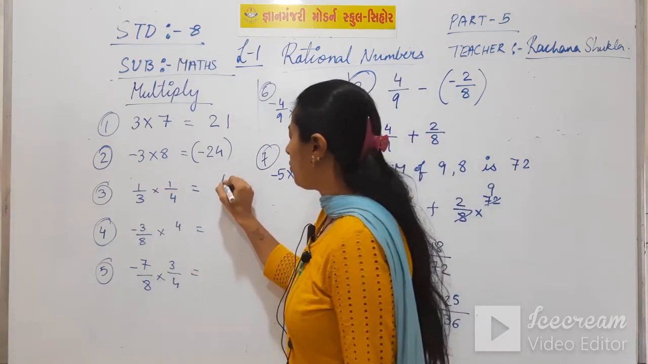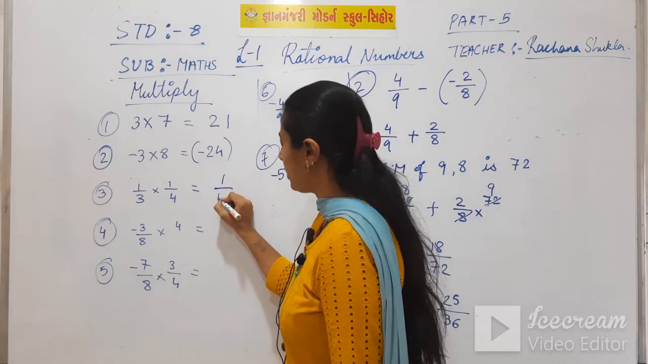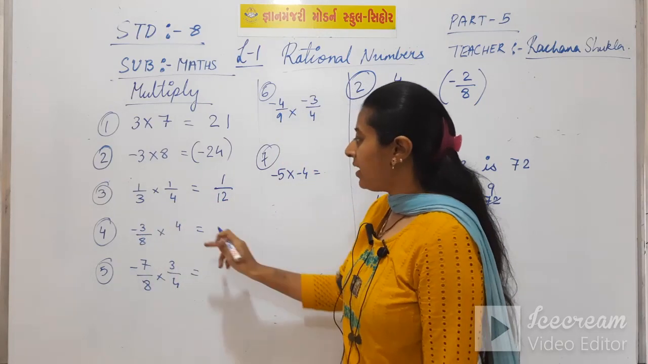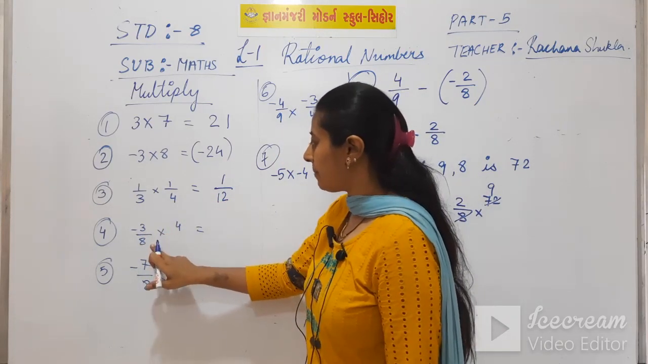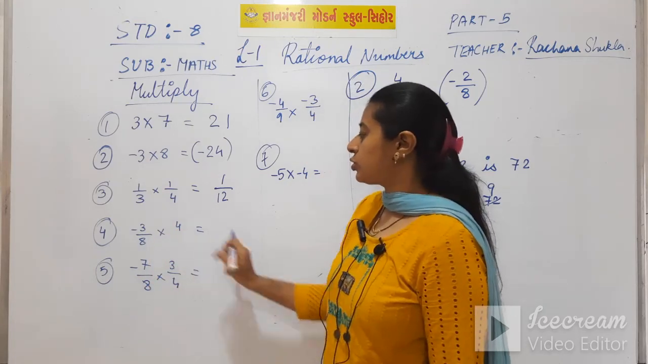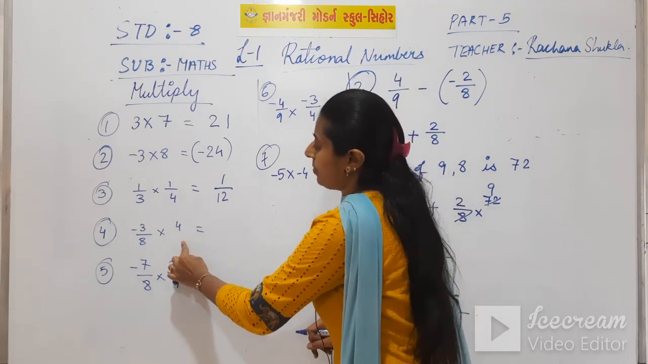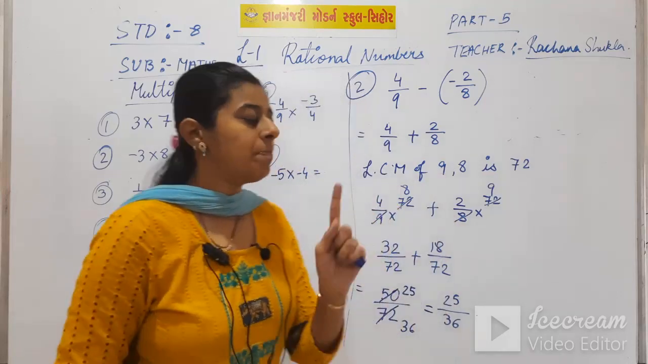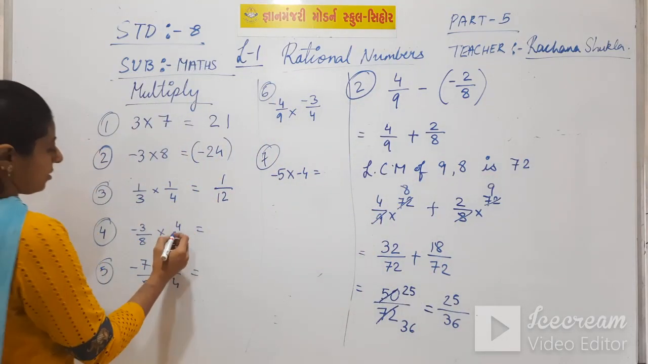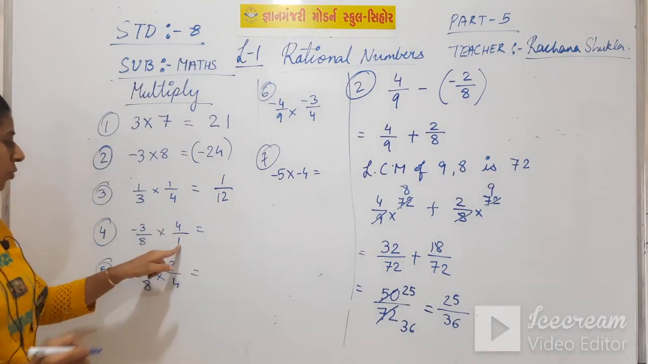1 1s are 1. 3 4s are 12. Simple sums. Then here, minus 3 upon 8 into 4. There is nothing in the denominator place, so you will put 1 in the denominator place. Here you will put 1.